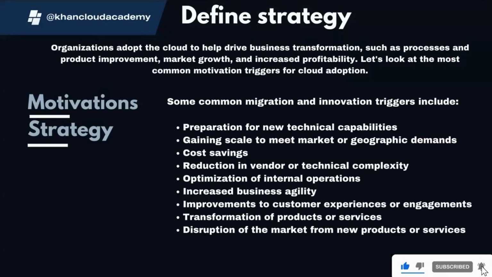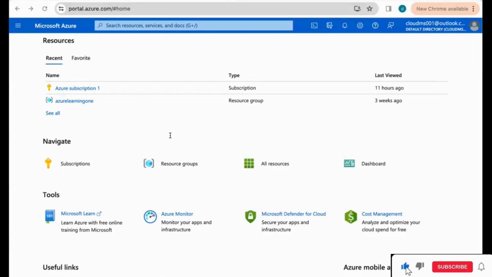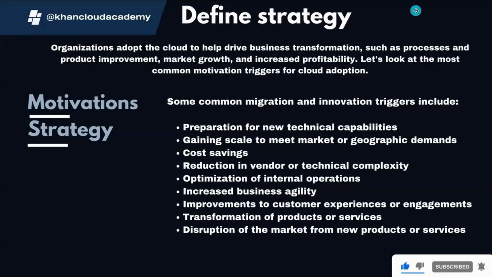Some common migration and innovation triggers include preparation for new technical capabilities, gaining scale to meet market or geographic demands, cost saving, reduction in vendor and technical complexity, optimization of internal operations, increased business agility, improvement to customer experience or engagement, transformation of products and or services, and disruption of the market from new products or services, right? So this is what we have to think about. Migration triggers, innovation triggers: we have to save costs, reduce complexity. There are a lot of things.